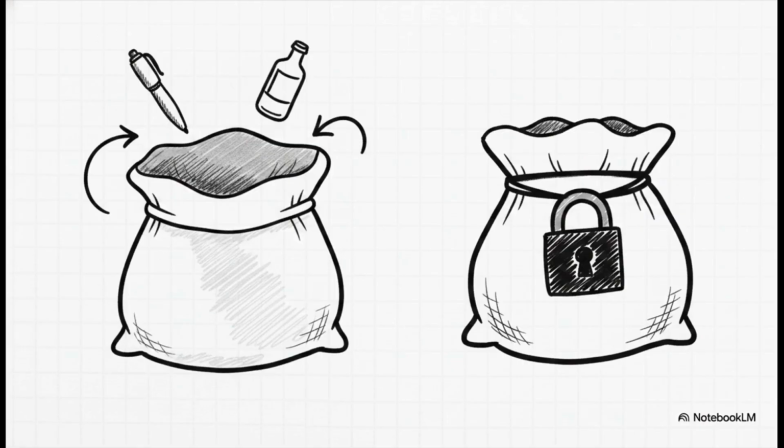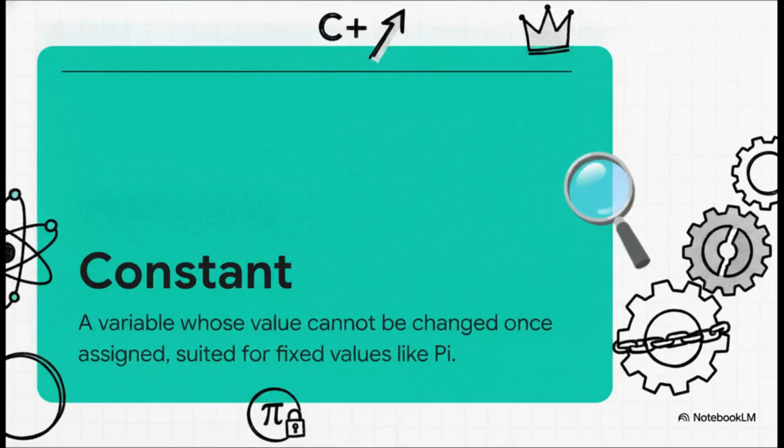If you drop a pen into a variable bag, you can easily reach in and swap it for a laptop or a water bottle later on in the program. No problem. But if you declare that bag as a const, that pen is locked in forever. You can't touch it. So by definition, a constant is a variable whose value absolutely cannot be changed once it's assigned. It's perfectly suited for fixed values, right?